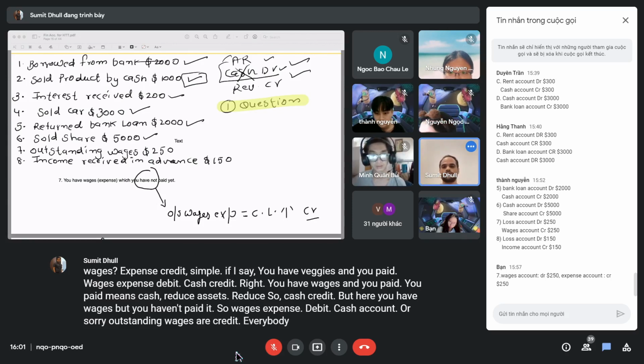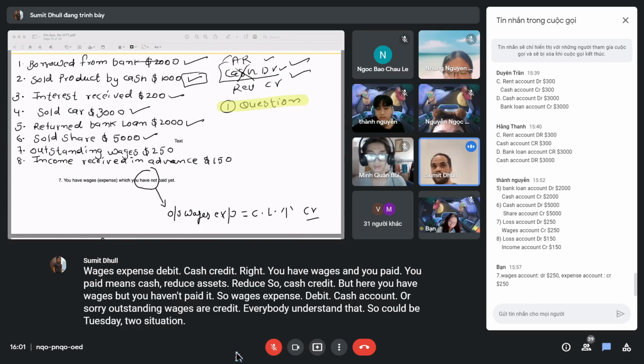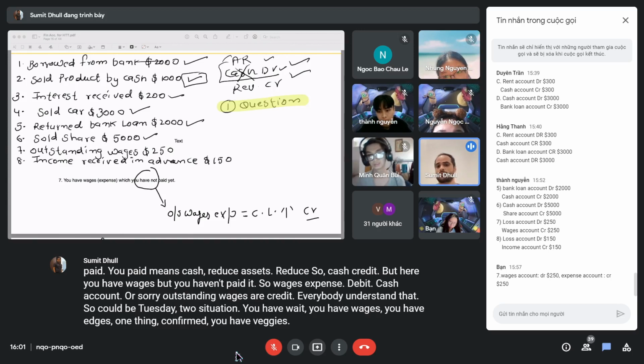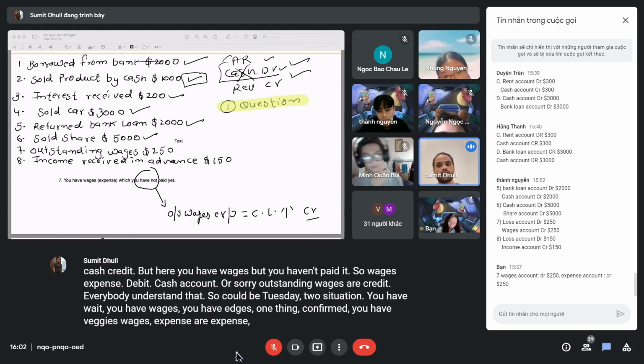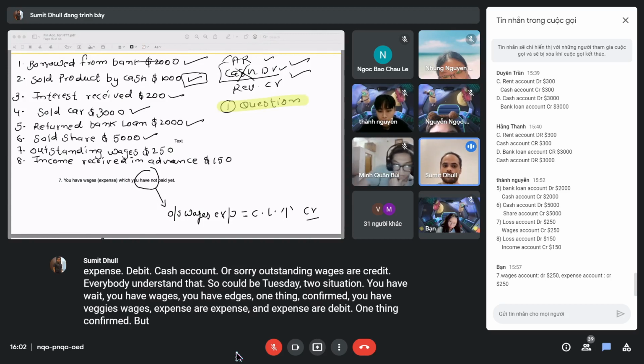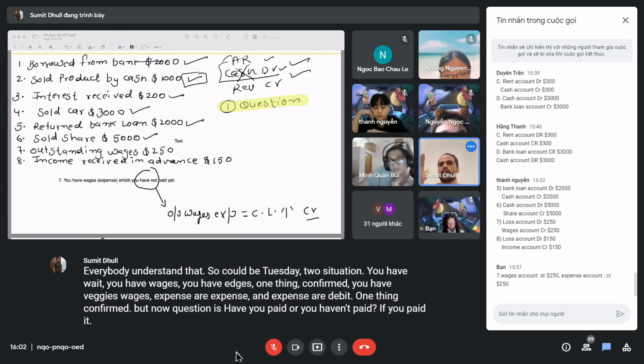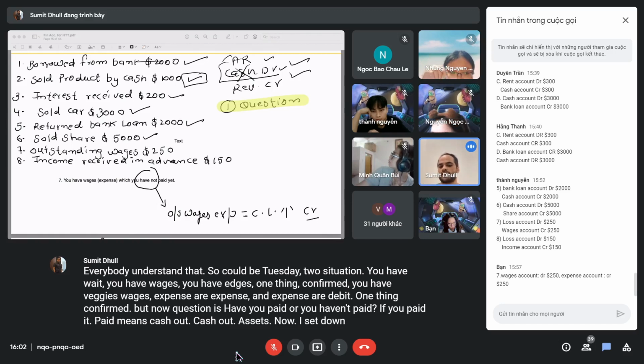Everybody understand that? So there could be two situations. You have wages. One thing is confirmed: wages expense are expense and expense are debit. But now the question is, have you paid or you haven't paid? If you paid it, paid means cash out. Cash out, assets down. Assets down, so cash credit.